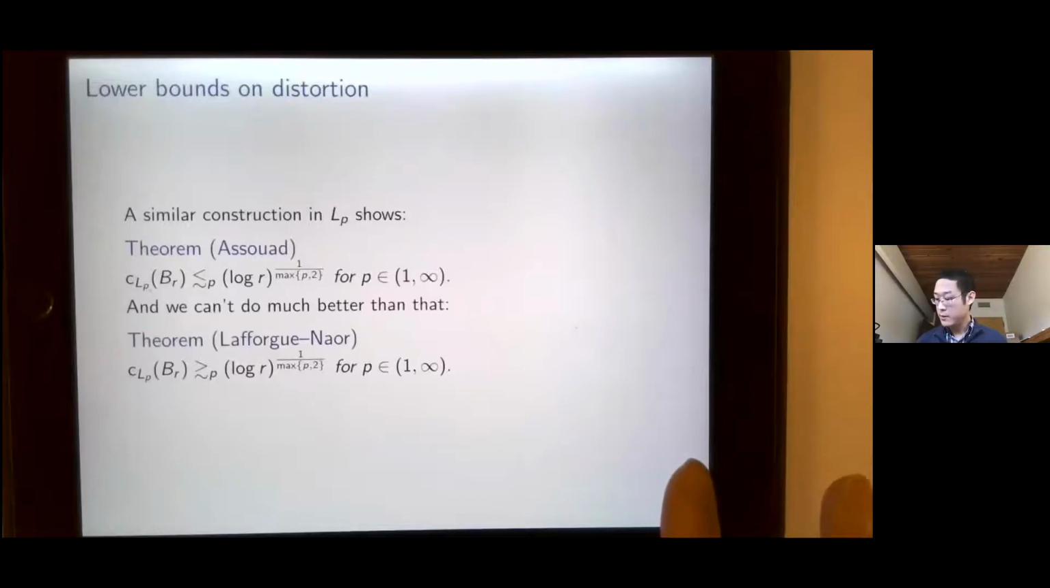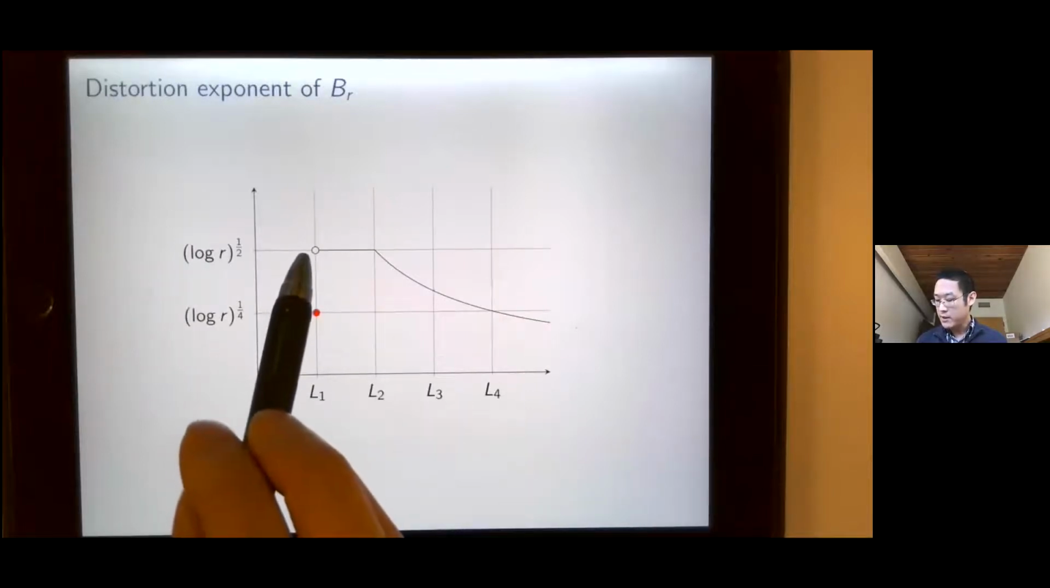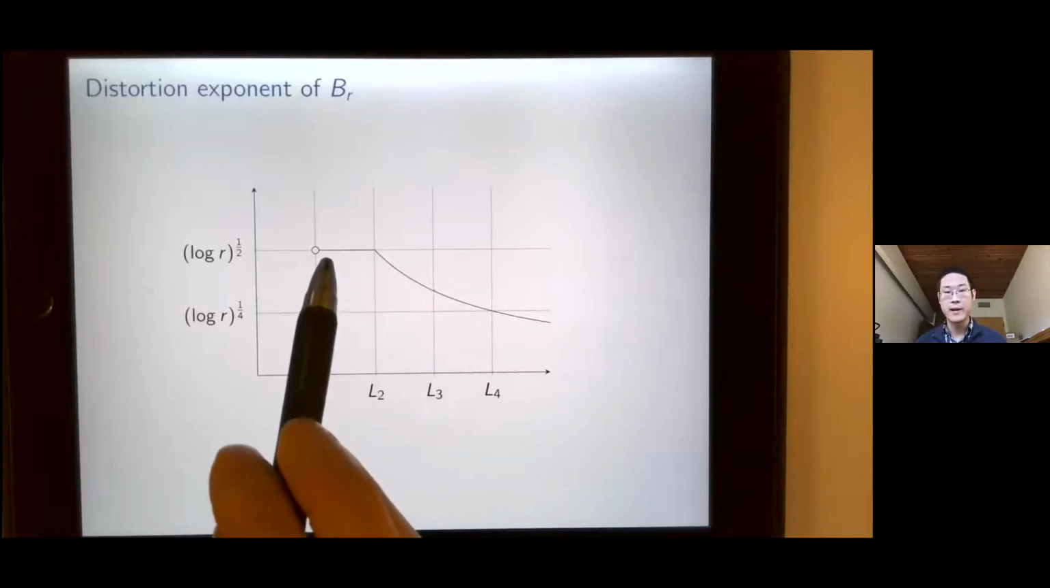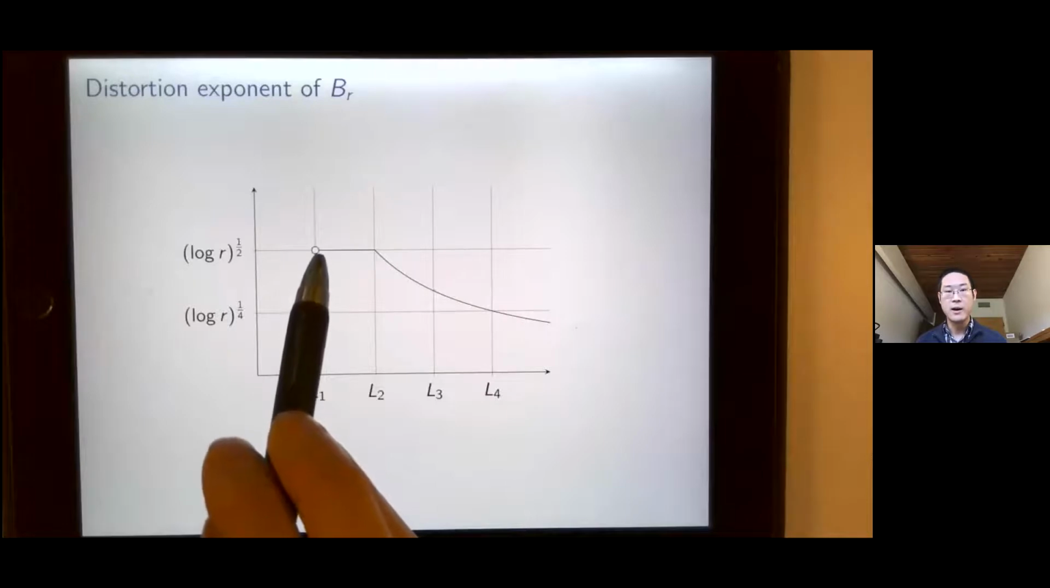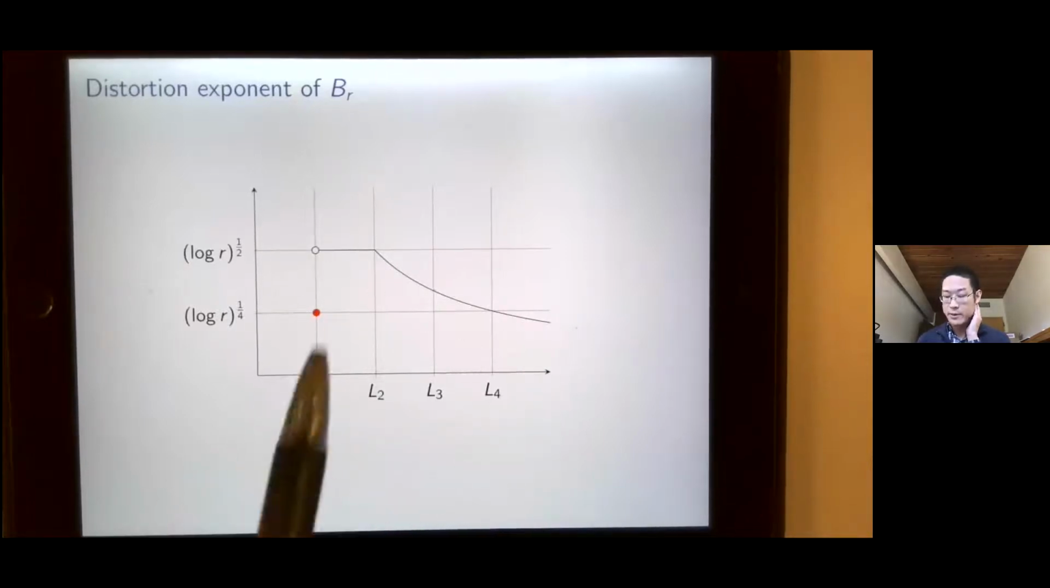And so that really explains, if you remember this graph from before, the part of this graph that goes from here to here. That covers the part of the graph where P is bigger than 1. So what's left is P equals 1.